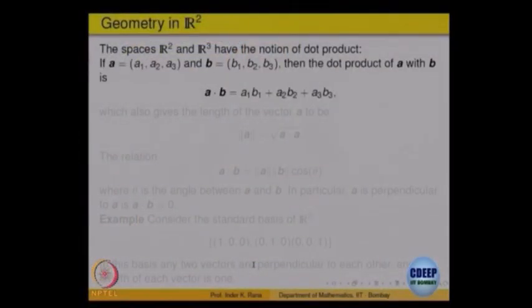So, let us just revise R2 and R3. Given two vectors A and B, A is A1, A2, A3, B is B1, B2. I am just looking at R3; for R2 you can remove one component, same will work. So, this is what is called the dot product. We define in vector algebra, vector calculus, whatever it is, the dot product. A dot B is A1 B1 plus A2 B2 plus A3 B3.